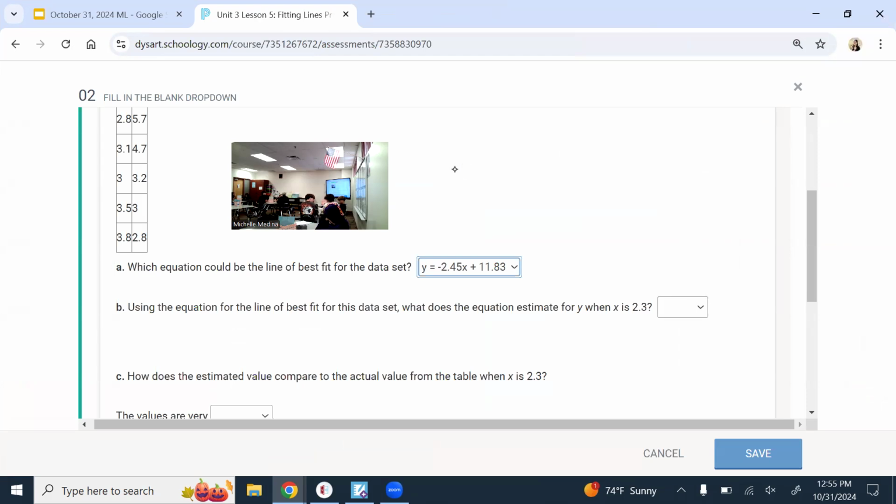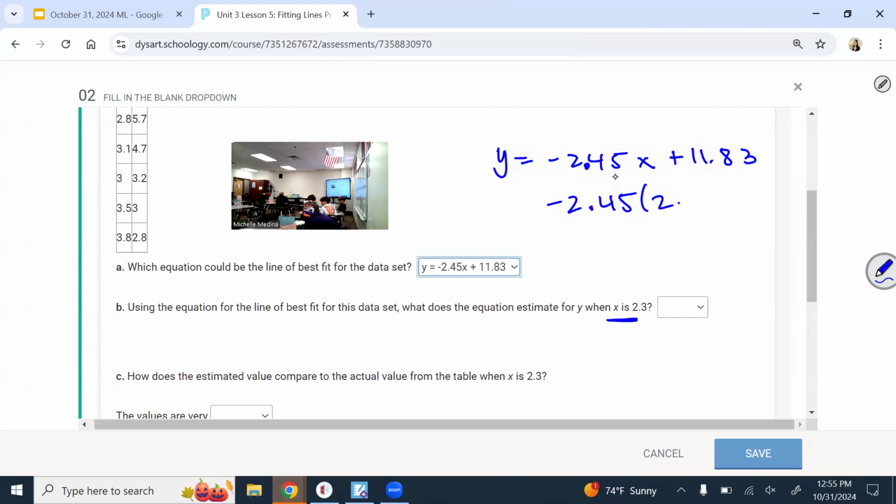So using that equation that we said is better, we're going to plug in something. We're plugging in x as 2.3. And then that lets us solve for the y.